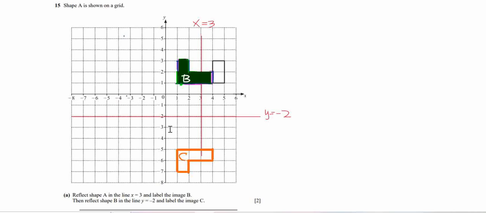Reflect shape A in the line x equals 3. So this is x equals 3, and we reflect like this. Then reflect in the line y equals -2. So from here to here, we flip from up to down. This will be C.